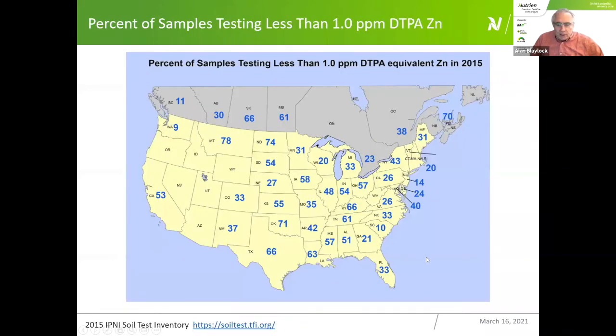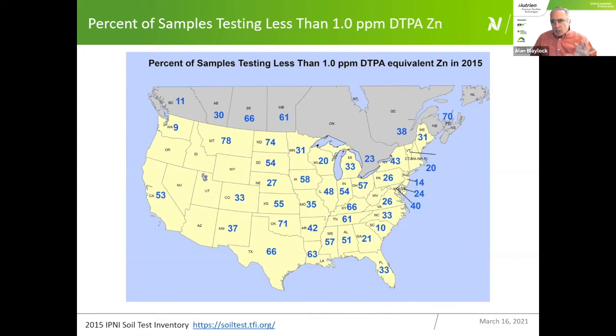Zinc is I think the last one that I'll illustrate here. Magnesium is also in the inventory. Chloride is in the inventory, and you can go to the website and look those up. But if we look across the major grain producing areas of the country, the Great Plains and the Corn Belt, we see a high percentage, to me, what is a high percentage of soils that are below 1 part per million DTPA in zinc. Now, again, understand what that is.